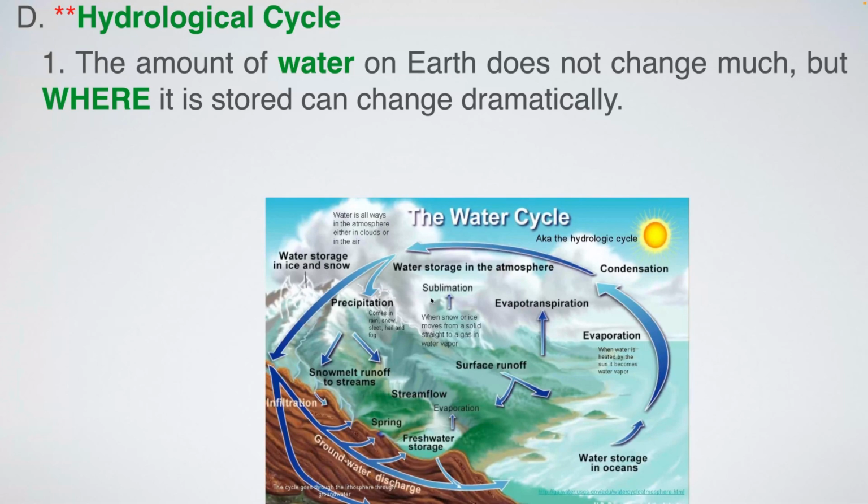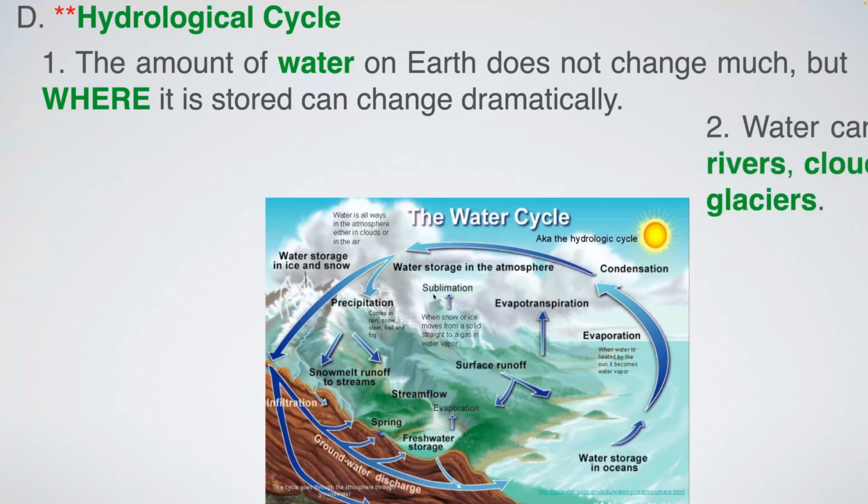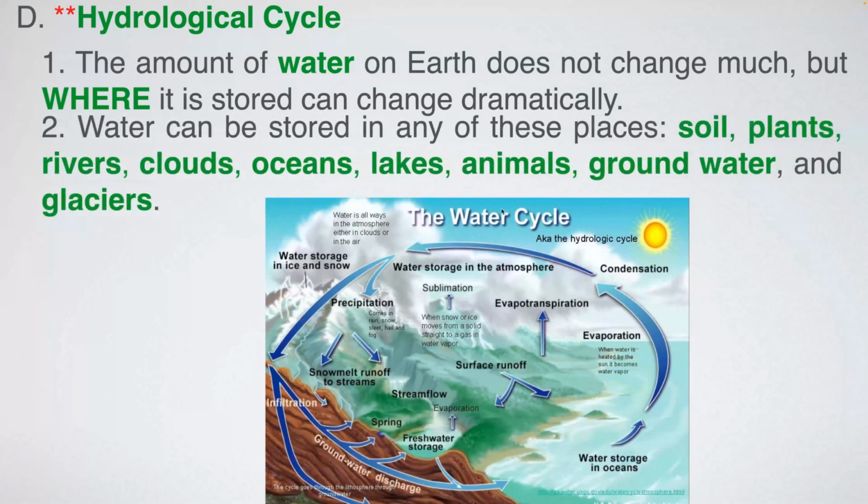So talk about the law of conservation of matter. It's really fixed. And so water just moves from one location to another, right? So where can water be stored? Kind of anywhere. It can be stored in the soil. Plants are made up of a lot of water. Rivers, clouds, oceans, lakes, yes, animals, we are mostly made up of water. Groundwater, and glaciers.